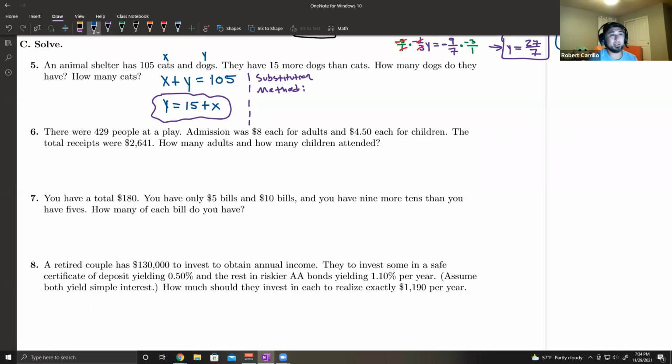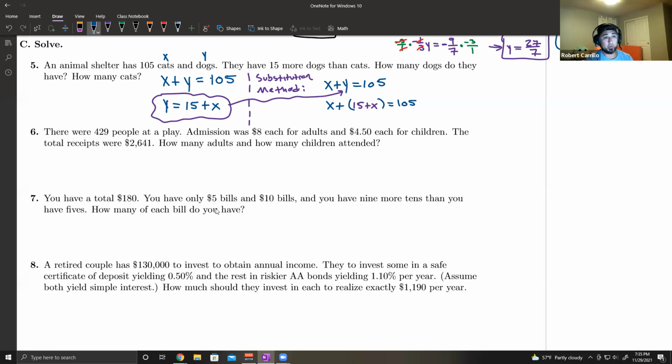So we're going to take this equation, x plus y equal to 105, and we are going to plug in 15 plus x for that y value. So you're going to get x plus 15 plus x equal to 105. Well, now this puts the equation all in terms of x, meaning we can solve for x.